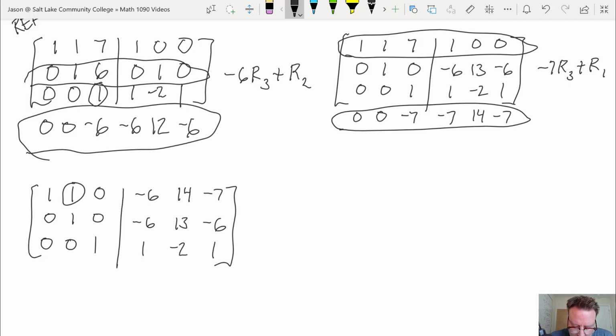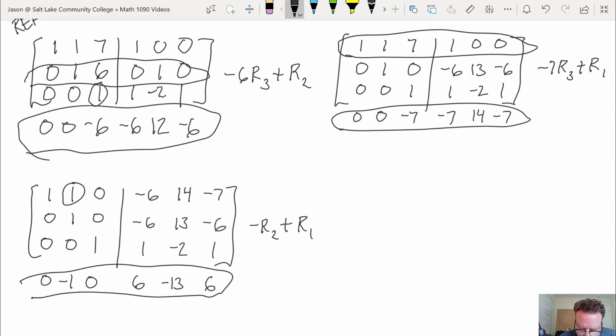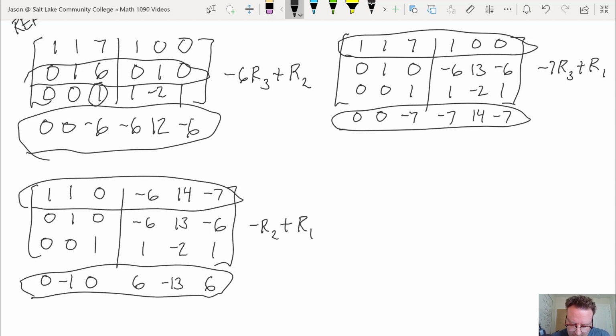To do that, I will multiply row 2 by -1. I'll do negative row 2 added into row 1. So what is the negative of row 2? I'll write it below the matrix. It'll be 0, -1, 0, positive 6, -13, positive 6. Okay, and I'm going to be adding that to this row. Okay, and the result all right over here.